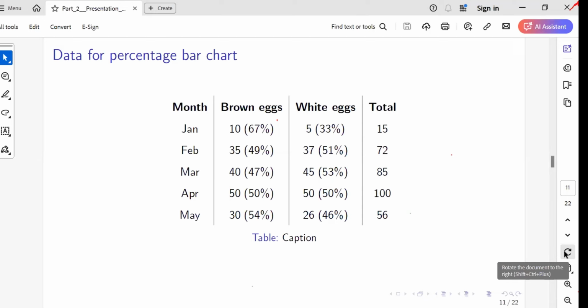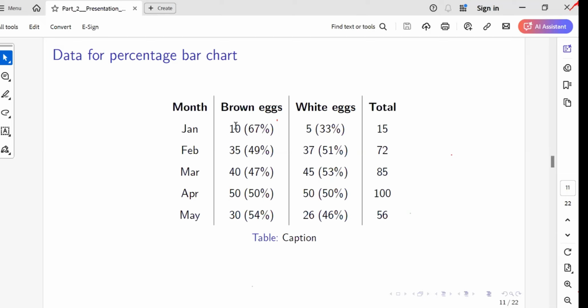In the case of components, we use the raw numbers and then we place one bar on top of the other. In the case of percentage bar charts, we will also be placing one bar on top of the other, but we will not be using the raw data. We'll be using the percentages. So what happens is that once you are given data, you must convert them to percentages, okay?